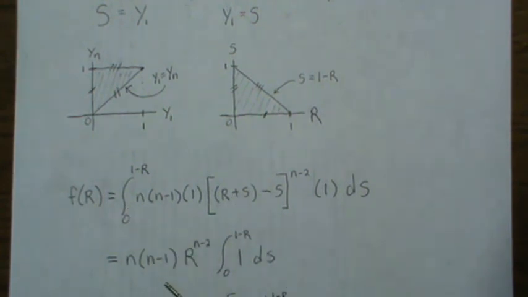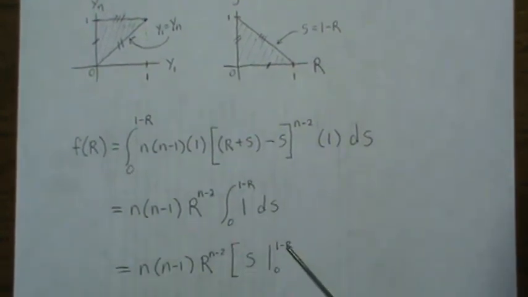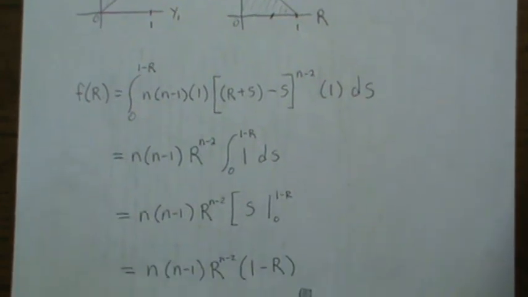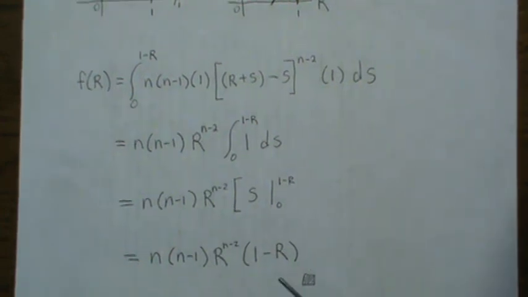So out front we have n minus 1, R raised to the n minus 2, and the integral of 1 times that. And the integral of 1 is just S, and then we plug in these values from 0 to 1 minus R. The 0 part goes away, and that leaves this as the sampling distribution for the range when our data is uniform from 0 to 1. And this is a beta distribution.